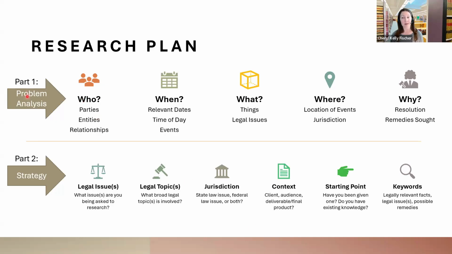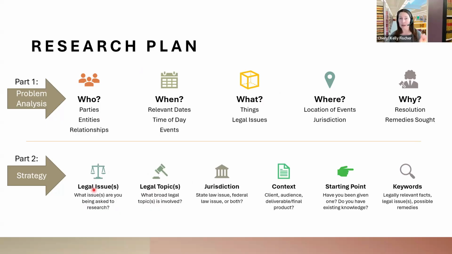Recall that the research plan starts with your five W's and then moves into strategy. So you're going to list your legal issue and your legal topic. Remember that your legal topic is broad. Ask yourself what law school class would cover this. Is it torts? Is it contracts? Is it criminal law? And the legal issue is narrow.